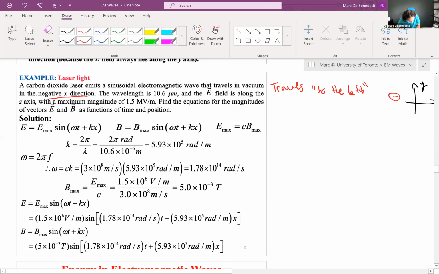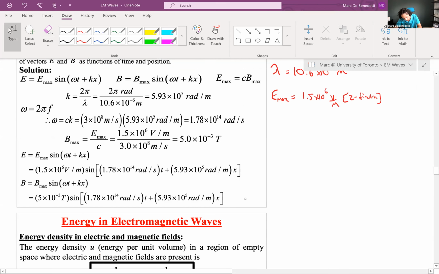So I'm going to highlight that in the question here. The wavelength is known to be 10.6 times 10 to the minus 6 meters. And the direction of the E field is along the Z axis with a maximum magnitude, oh boy, so I'll just say E max equals 1.5 times 10 to the 6 volts per meter in the Z direction. Okay, so I did that. Find the equations for the magnitudes and vectors of E and B for the functions of time and position. So what are we looking for? We're looking for B of xt and we're looking for E of xt.